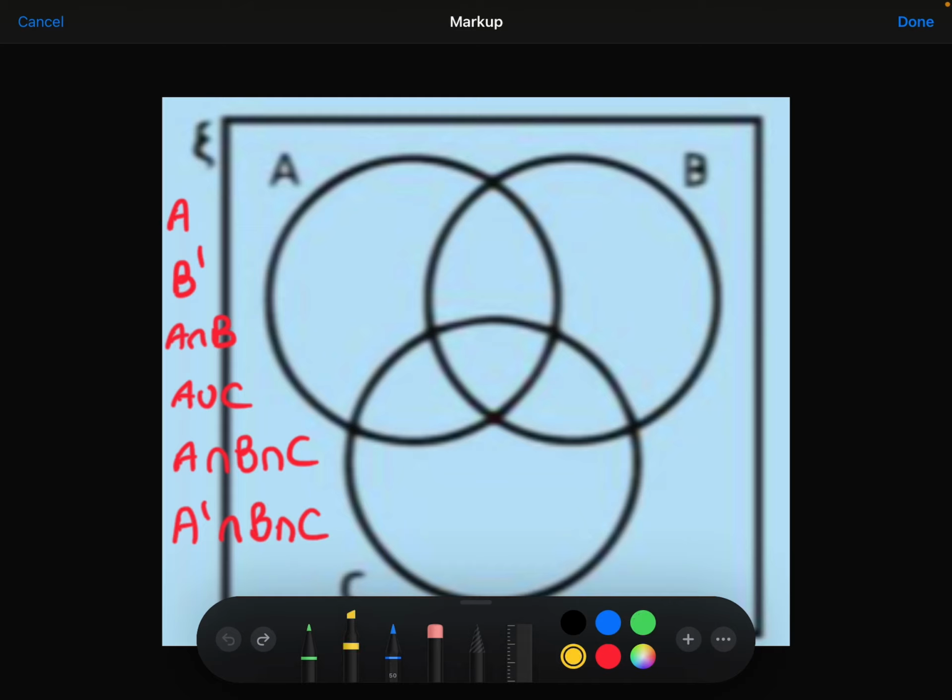Now we've got the A or C. So it could be in A, so it could be in this one, or it could be in C as well, so it could be in this one as well. So that is the union of A and C.